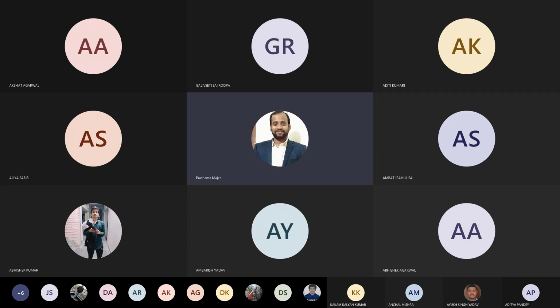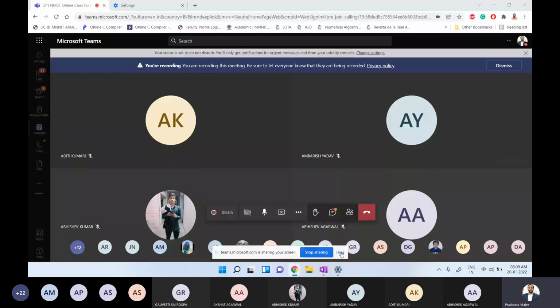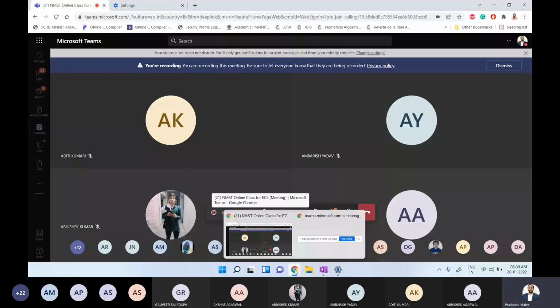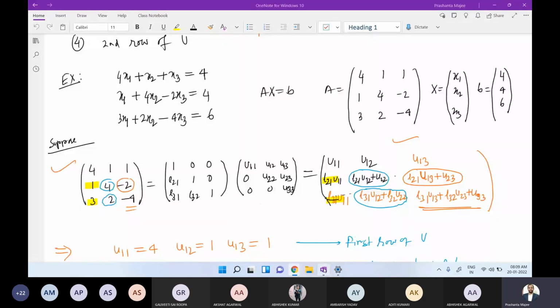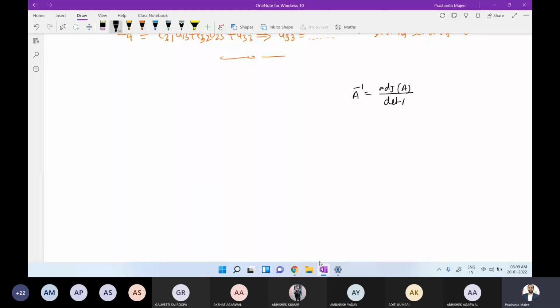If you want to find out the inverse of a 4 cross 4 matrix, how many determinants of order 4 cross 4 do you have to evaluate? 1. Yes or no? What is A inverse? What is the A inverse formula? Adjoint A by determinant A. So you need 1 4 cross 4 determinant evaluation.